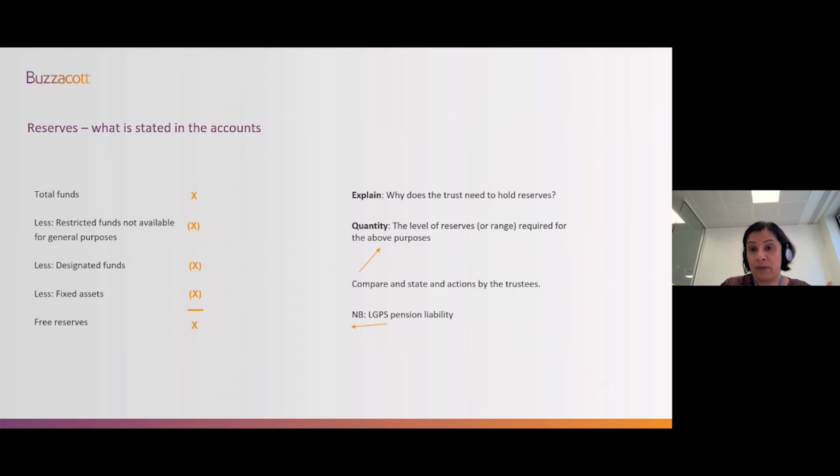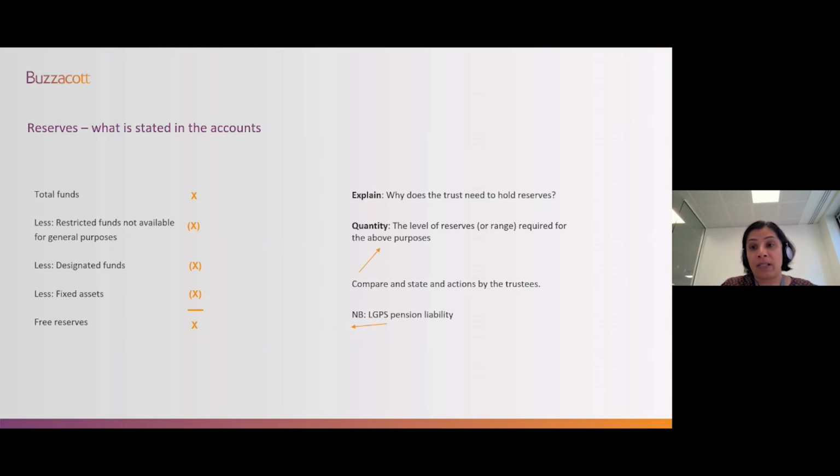Typically, free reserves are everything that is part of your unrestricted funds. They're really funds that are not designated for anything specific. They're not restricted funds, but it will include things like your general annual grant funds, which also sit in restricted funds. The task is to get them and compare them to your policy.